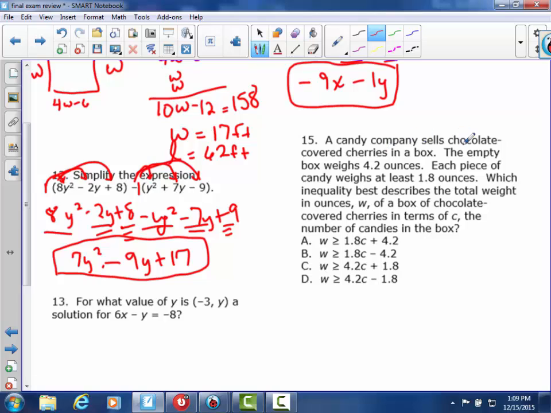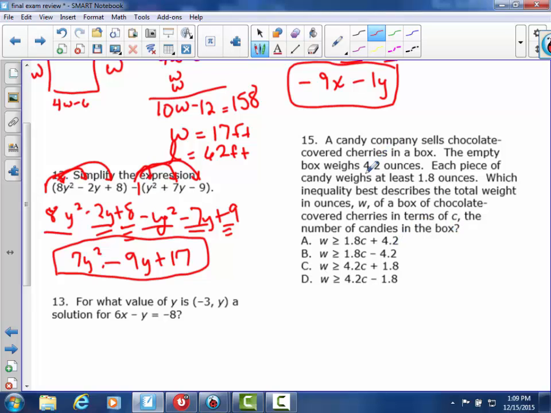A candy company sells chocolate-covered cherries in a box. The empty box weighs 4.2 ounces. Each piece of candy weighs at least 1.8 ounces. Which inequality best describes the total weight in ounces W of a box of chocolate-covered cherries in terms of C, the number of candies in the box?